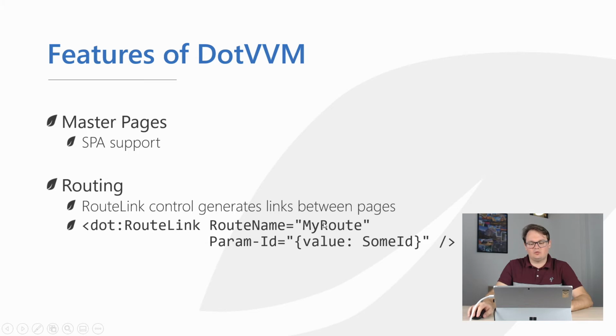So I will say the route name equals this. And if you want to specify some parameters, you can say Param dash and the name of the parameter in the route, and you can use either a hard-coded value or a data binding. Yeah, so you can bind those parameters, and DotVVM will build the URL quickly.